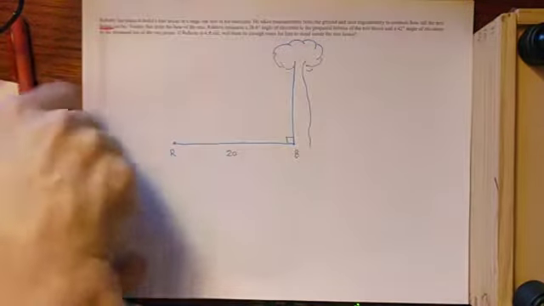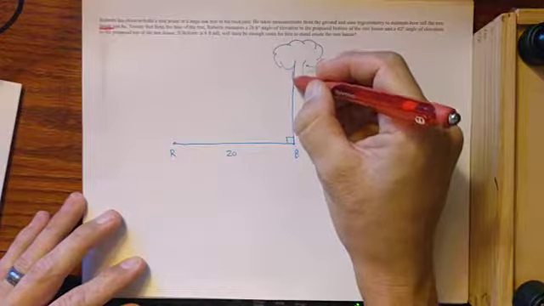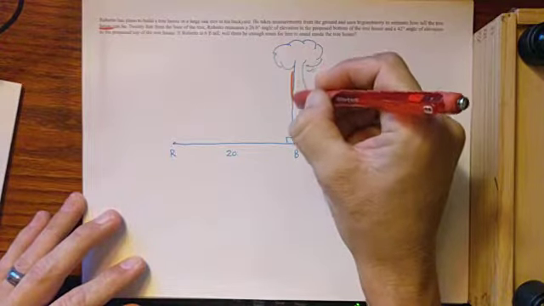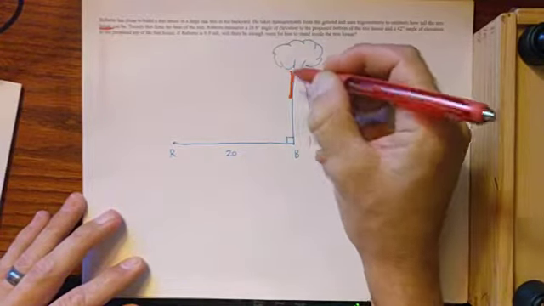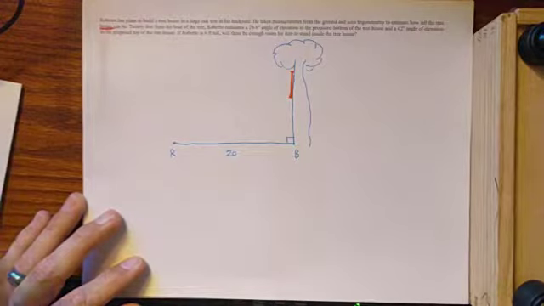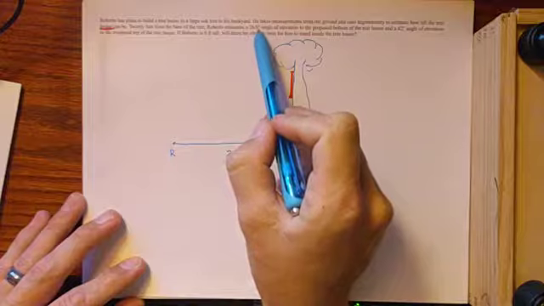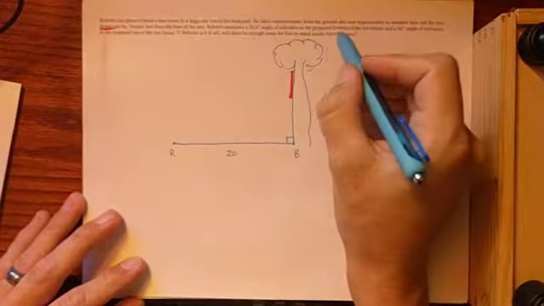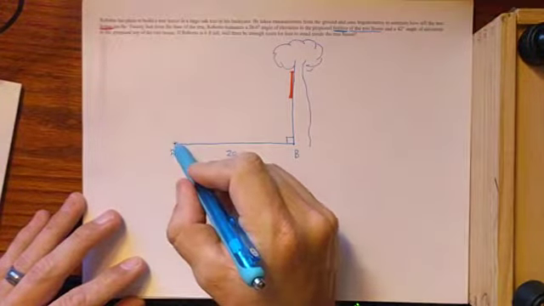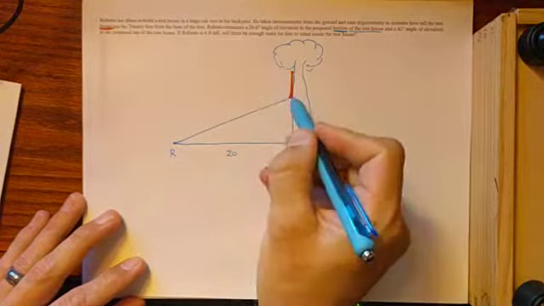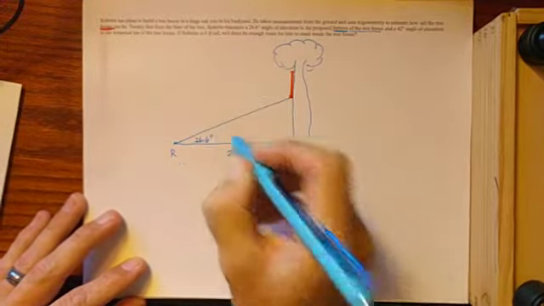But we want the house to be a length in the tree, maybe just this length. So this is what we really care about. This is what we want to find the length of. And if we listen to this again, Roberto measures a 26.6 degree angle of elevation to the proposed bottom of the tree house. So this angle from Roberto to the bottom of the tree house is 26.6 degrees.